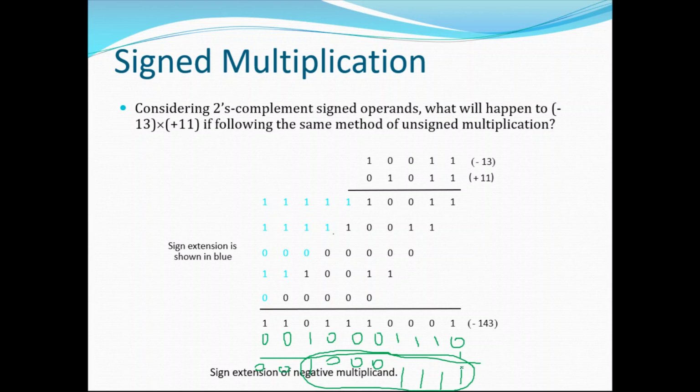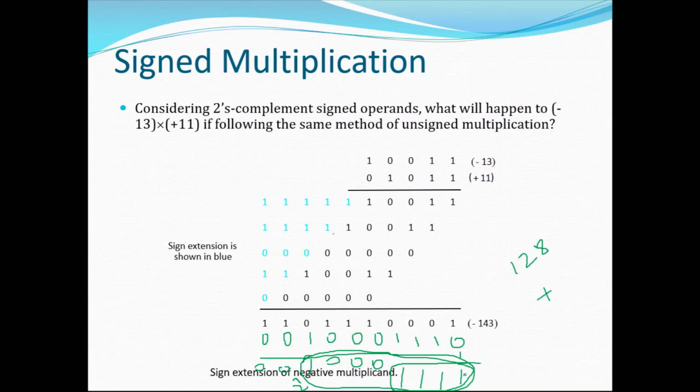But we know that it's a negative number, so convert this to decimal. So this is 2 to the power 0, 2 to the power 1, 2, 3, 4, 5, 6, 7. This digit is 2 to the power 7, which is 128. Okay, so the last 4 bits are 1, which is nothing but 15. This is 2 to the power 0, 2 to the power 1, 2 to the power 2, 2 to the power 3, that is 1, 2, 4 and 8.